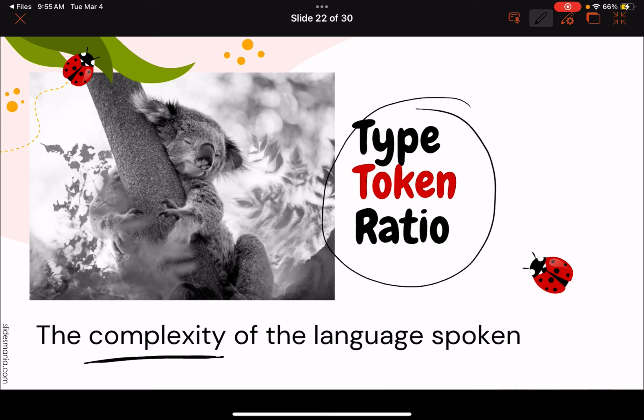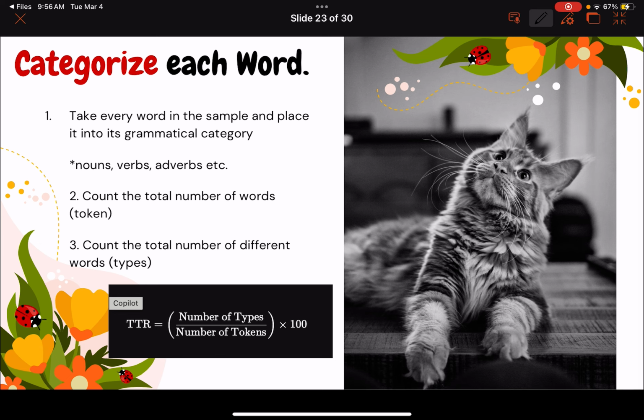But then we get into a TTR and we realize that their language is not very complex, which means that they're using the same words over and over again. So we're really missing the complexity, which tells us that we don't have a very robust vocabulary, or maybe we're even missing entire parts of speech. So that's why a type token ratio can be really beneficial.